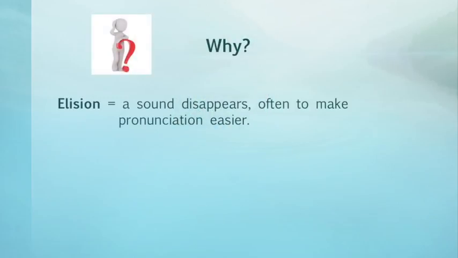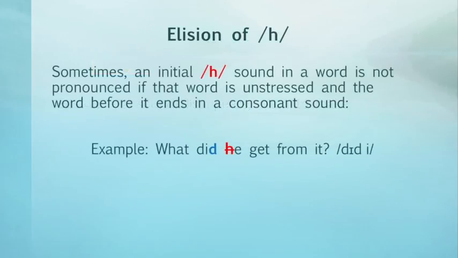Why is that? It's due to a feature of connected speech called elision, which is what happens when a sound disappears, often to make pronunciation easier. So with the elision of h, sometimes an initial h sound in a word is not pronounced if that word is unstressed and the word before it ends in a consonant sound.